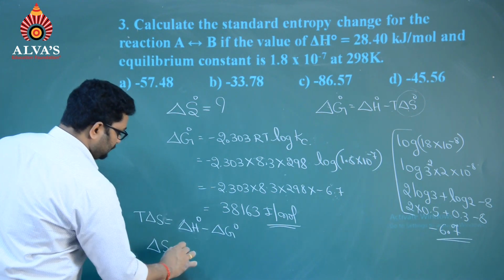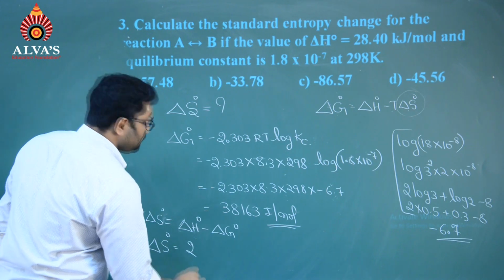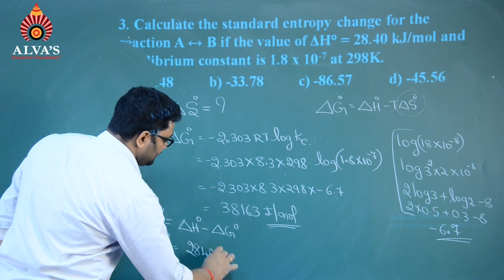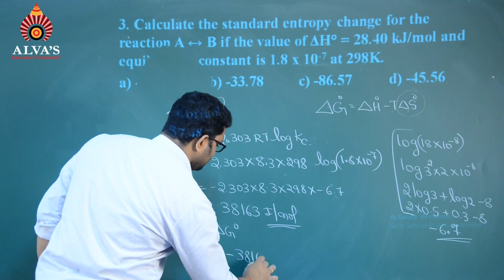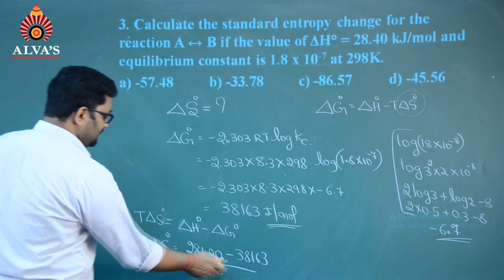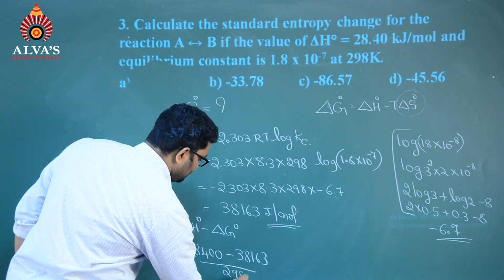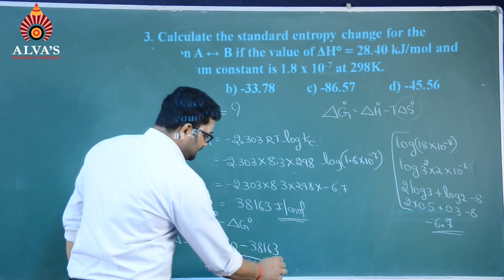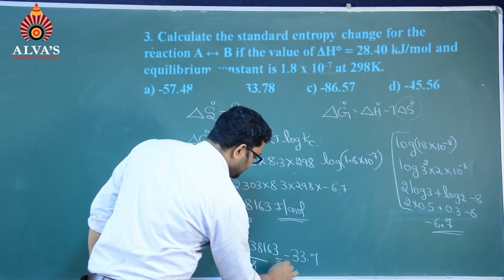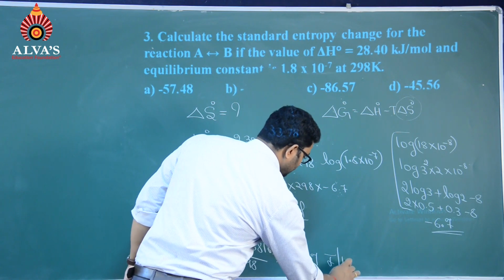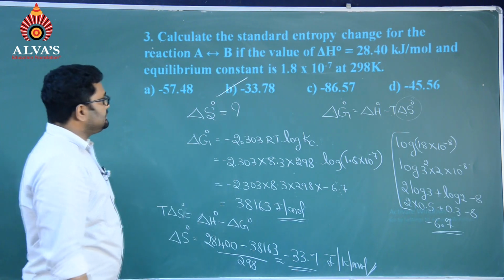Delta S equal to delta H naught, which is 28.4, let us convert into joule, 28,400 minus delta G naught, which is 38,163, and temperature goes to the denominator, the temperature is 298. After simplification, the value is minus 33.7, approximately 33.7 joule per Kelvin per mole. Yes, the option for question number 3 is B.